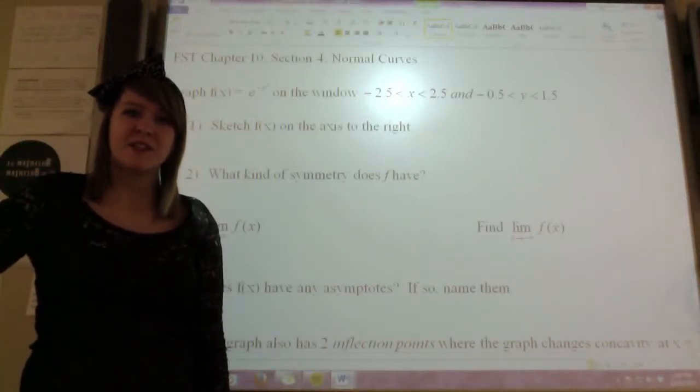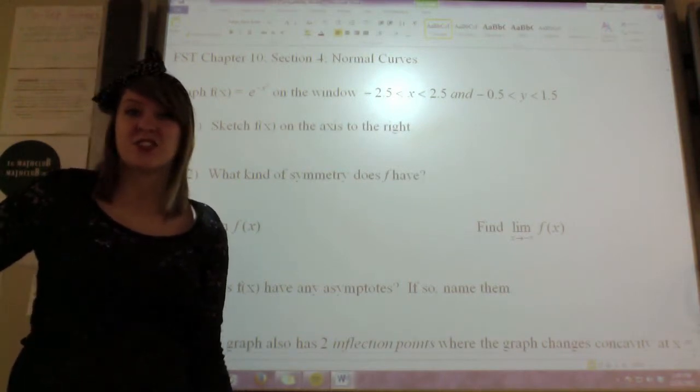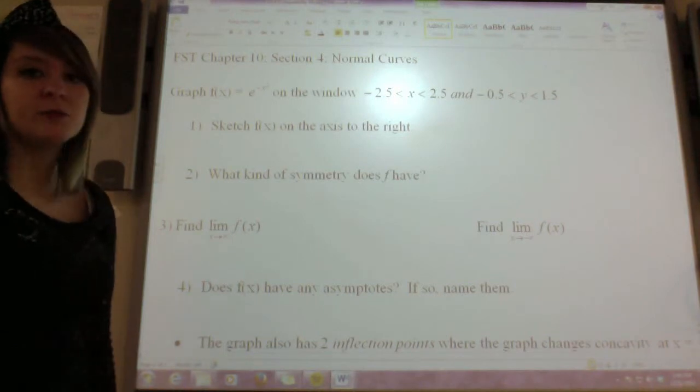Hey guys, today we're doing Chapter 10, Section 4, which hopefully is a lot easier than Section 3, so it'll be a nice little relief. Section 4 is all about normal curves.